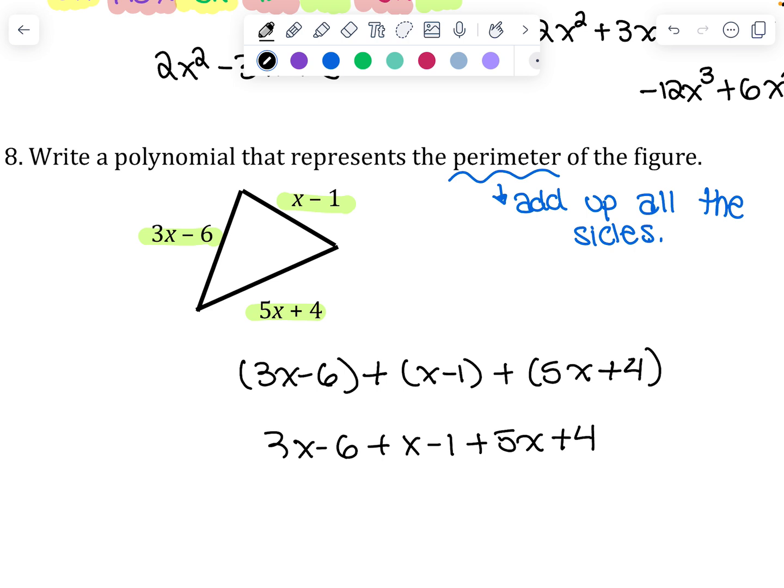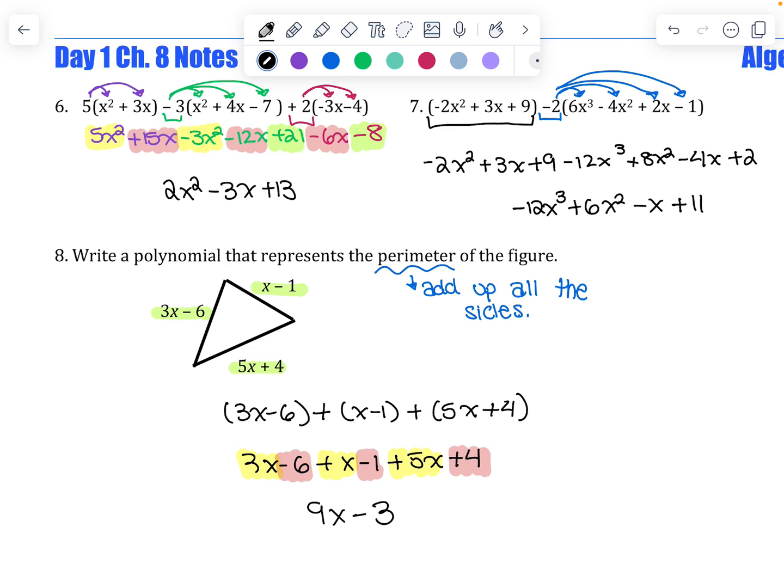My like terms in this case are my x's, so I can go ahead and highlight those. So 3x plus x plus 5x. When I combine all of those, I get 9x. And then my other like terms are my constants. So negative 6 minus 1 plus 4. Negative 6 minus 1 is negative 7. Negative 7 plus 4 is negative 3. And you can just use your calculator for the constants or any numbers that you have. Just put them in your calculator to make sure, but put them in correctly with the negatives.